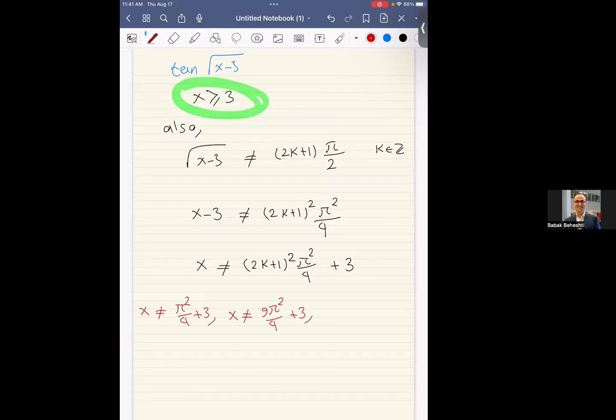When k is 2, you get 25 pi squared over 4 plus 3, and so on. So if I want to just find the root from here, I can use this formula to find the root. That's the general formula, yes. Here are just some samples, a few of these points I want to show you.